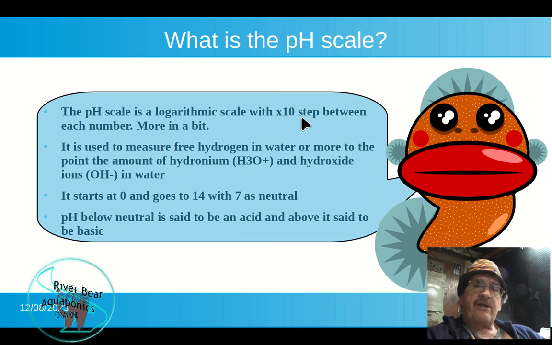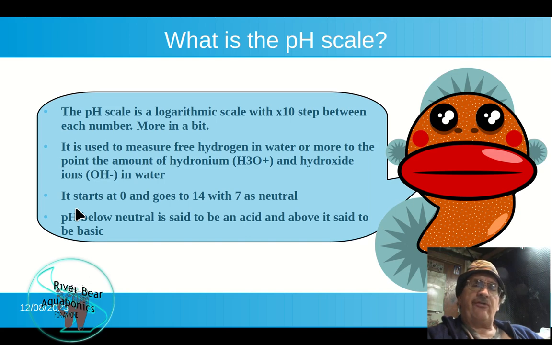What is the pH scale? The pH scale is a logarithmic scale with a times 10 step between each whole number, each integer. We'll talk a little bit more about this in just a second. And it is used to measure the free hydrogen in water, or more specifically, the amount of hydronium compared to the amount of hydroxides in water.